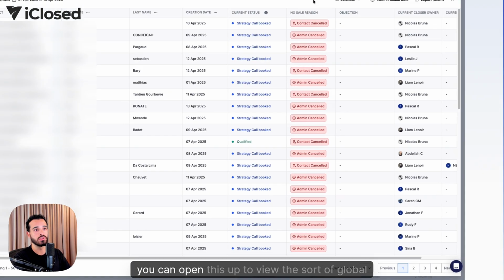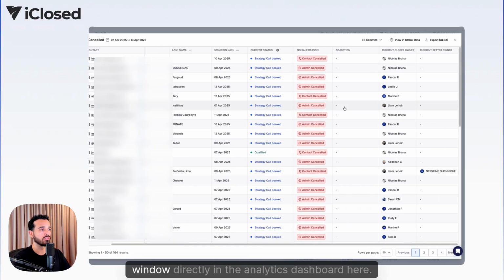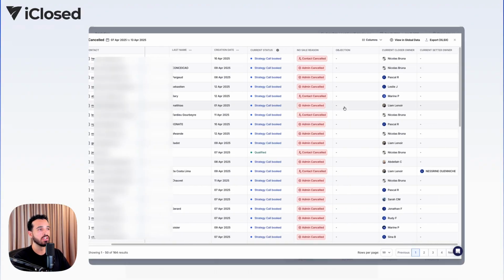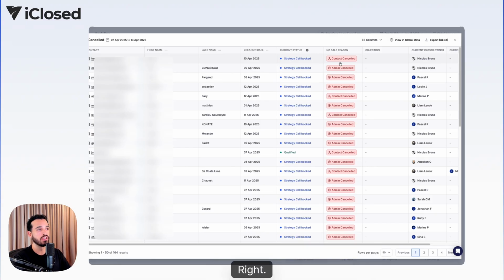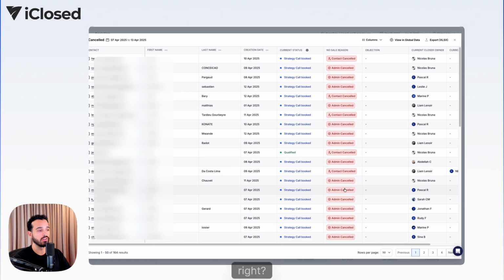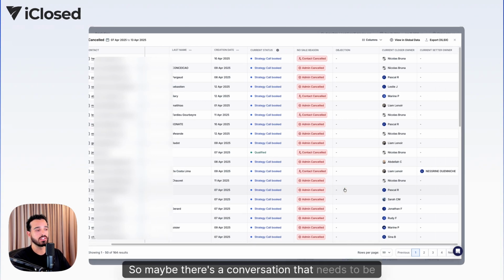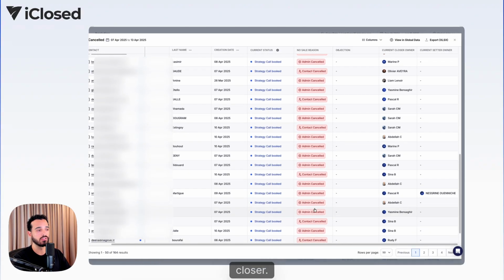And again, you can open this up to view the global data in a window directly in the analytics dashboard here. And so now we can see all of the no sale reasons for this week, right? We can see there's a lot of admin canceled, for example. So maybe there's a conversation that needs to be had with the closer to understand why all of these calls are being canceled by the closer, right?